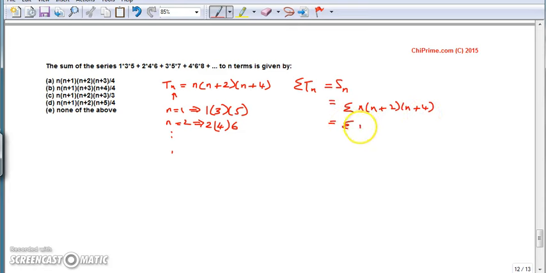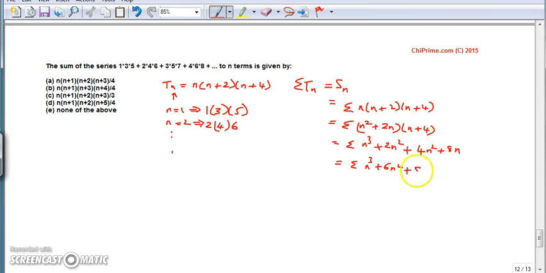If we expand it out, we get (n squared plus 2n) times (n plus 4). Or we want the sum of n cubed plus 2n squared plus 4n squared plus 8n. Or we want the sum of n cubed plus 6n squared plus 8n. That is the sum we want.